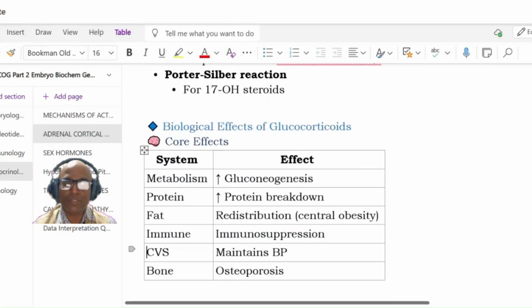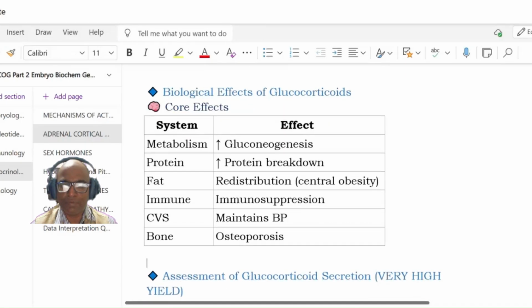Now coming to the biological effects of glucocorticoids. What is the effect of glucocorticoids? Basically, on metabolism, it will increase gluconeogenesis. On protein, it will break down the protein. On fat, it will cause redistribution of the fat, leading to central obesity. On the immune system, it will cause immunosuppression. On the cardiovascular system, it will maintain the blood pressure. And on the bone, it will cause osteoporosis.